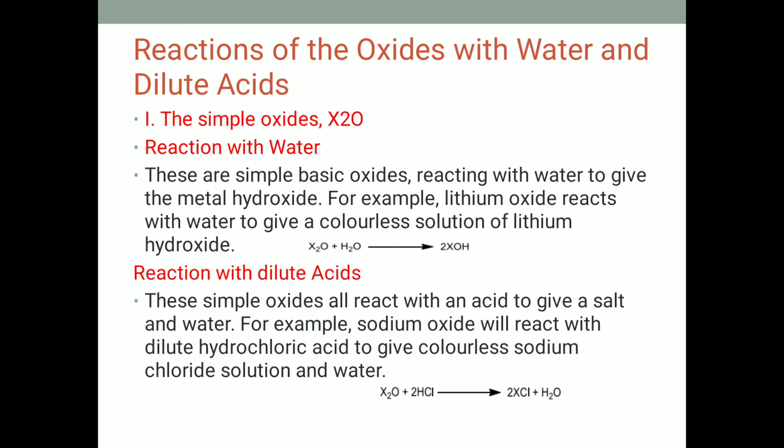Reactions of the oxides with water and dilute acid. First of all, the simple oxides. These simple basic oxides react with water to give metal hydroxide. For example, lithium oxide reacts with water to give a colourless solution of lithium hydroxide. And reaction with dilute acid: these simple oxides react with an acid to give a salt and water. For example, sodium oxide will react with dilute hydrochloric acid to give a colourless solution and water.